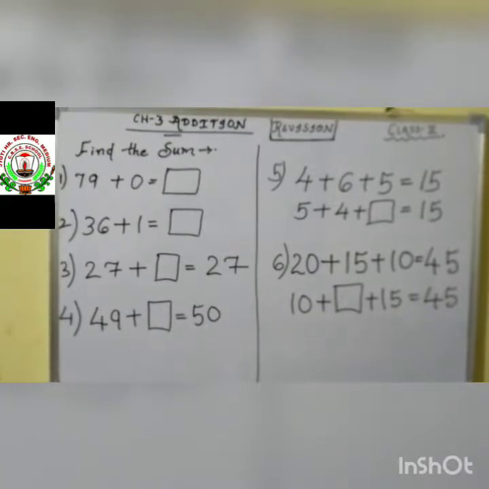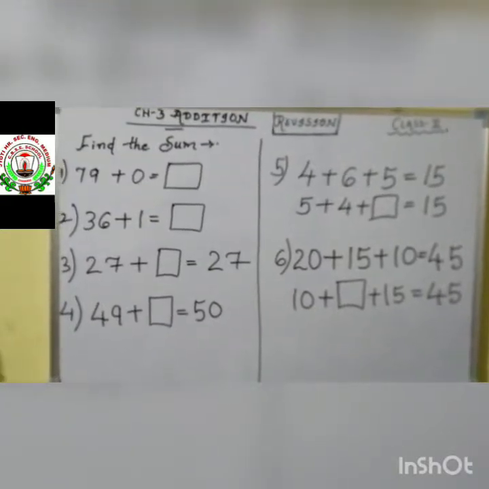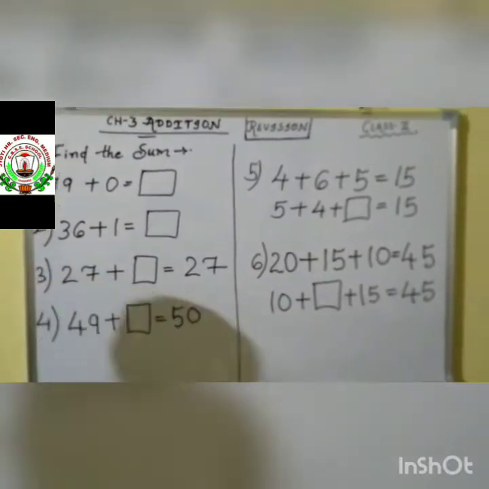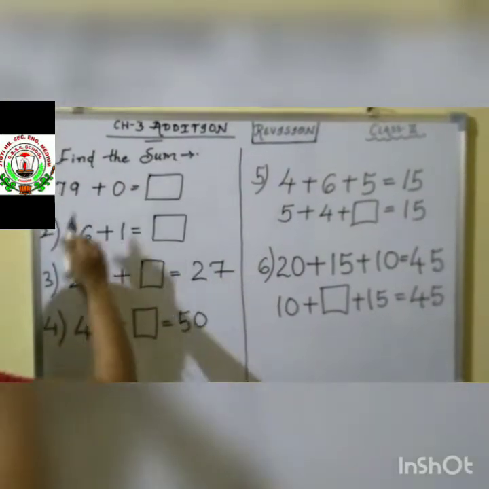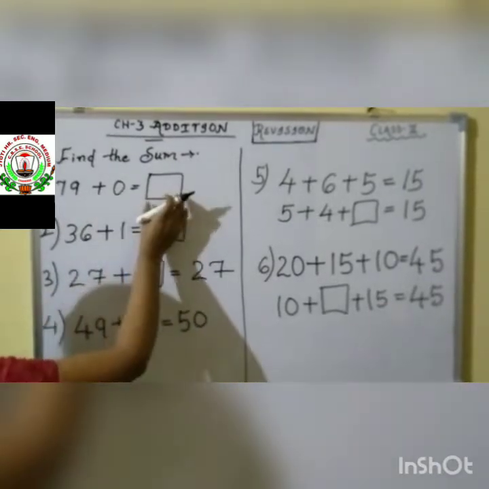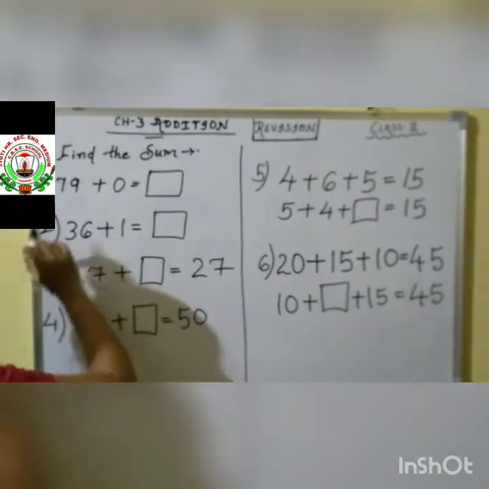Now let us see our chapter number 3, addition. Again, we will have some revision questions. Find the sum. Sum means addition. By adding you have to find the answer, the result, that is the sum.